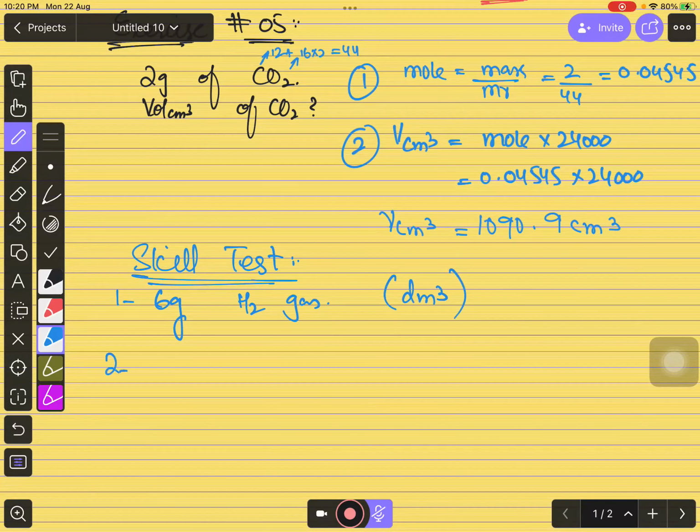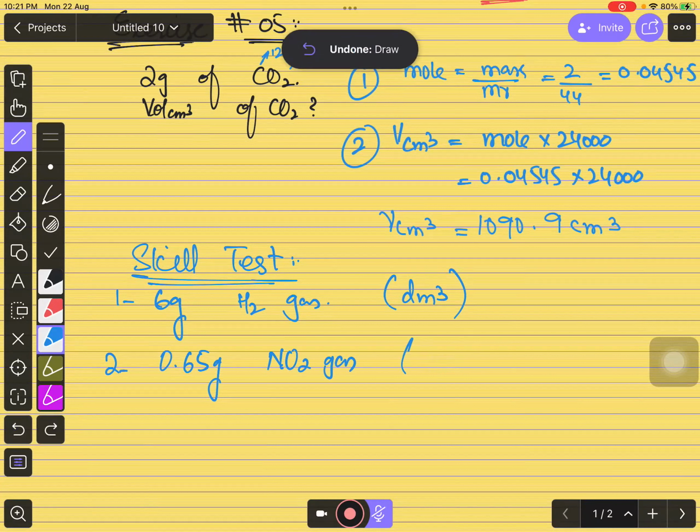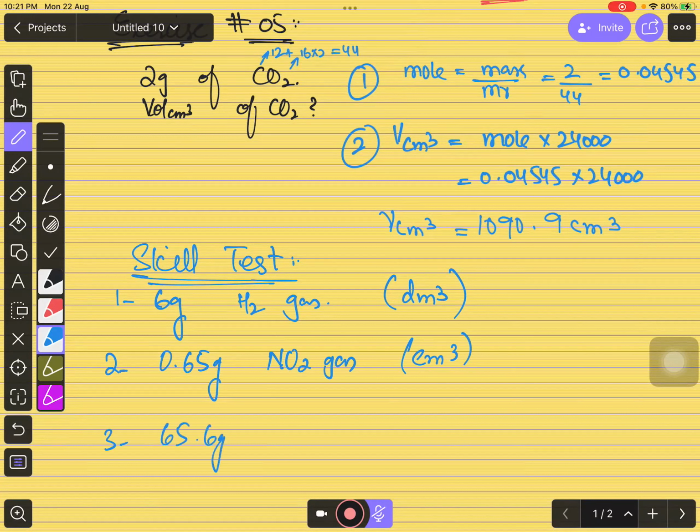OK, for example, if you have 0.65 gram nitrogen dioxide gas, what will be the volume of this gas in decimeter cube, right? Do it in decimeter cube so that you get a different kind of practice. Then if we have 65.6 gram ammonia gas, find out the volume in decimeter cube. Just do it quickly and send the picture so I can check whether you are doing it right or not.